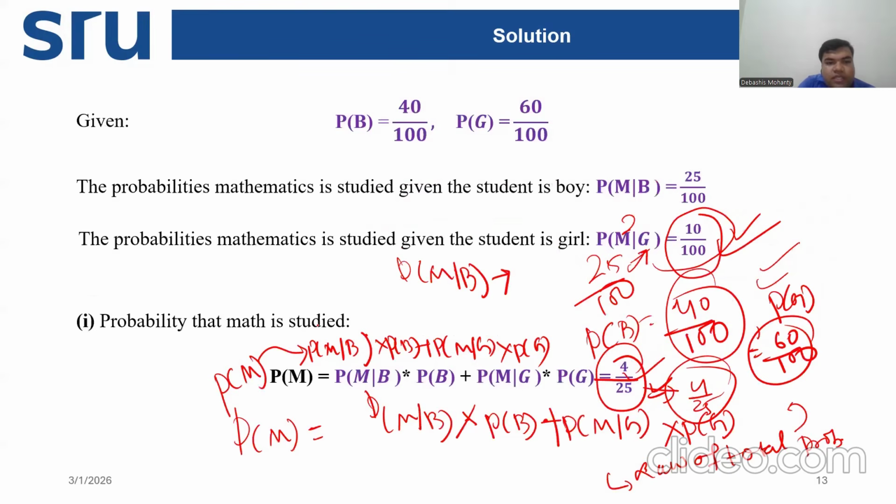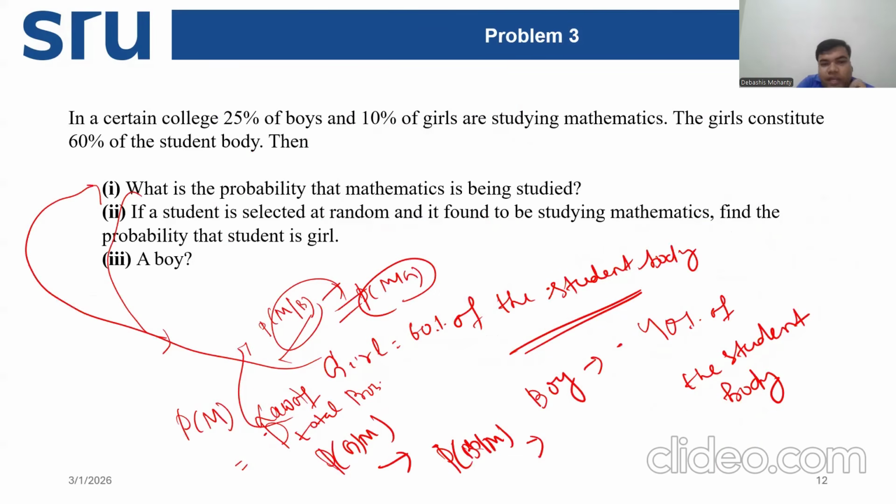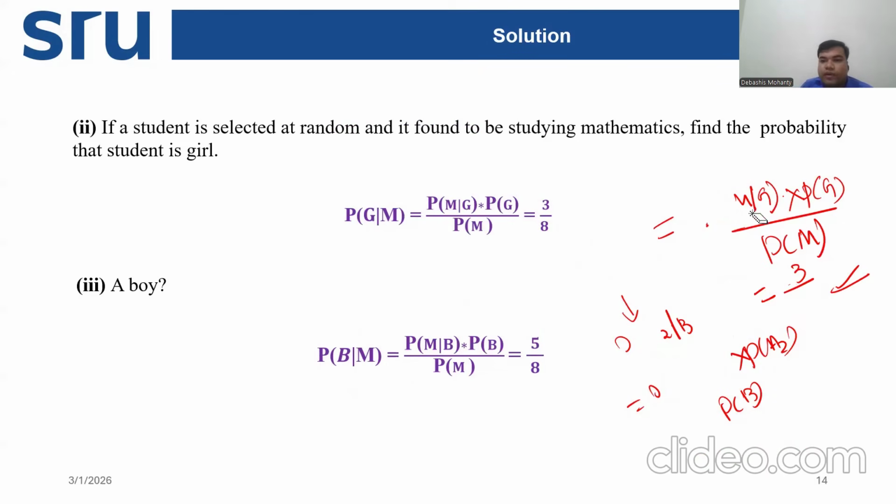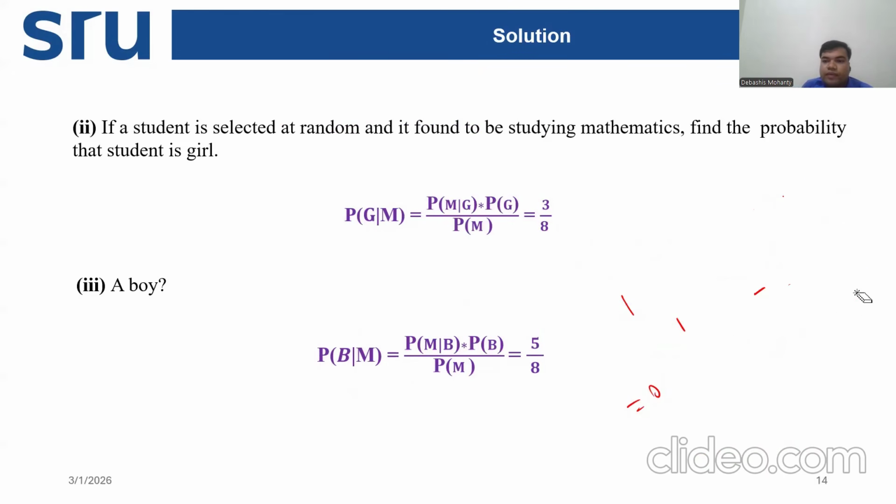Similarly, the third question is to find the probability that the student is a boy who is studying mathematics. How do we calculate this? Let us see, using the same formula only, the Bayes theorem formula. We need to apply the Bayes formula here.